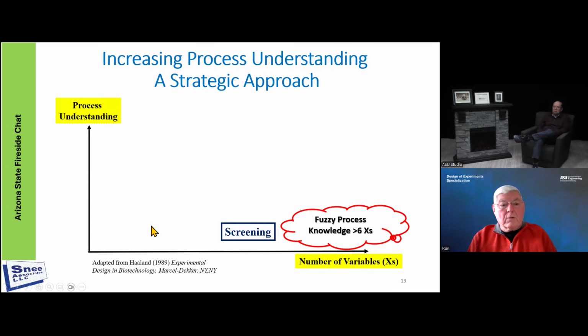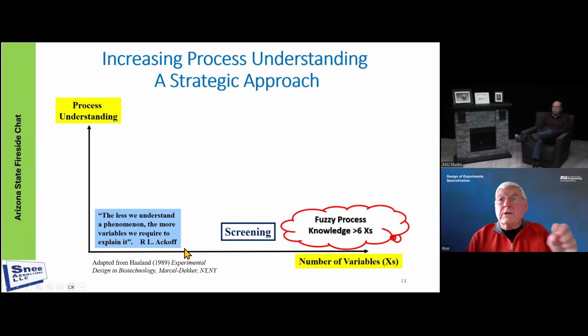And there's a great quote by Russell Ackoff. He says, the less you understand about a phenomenon, the more variables we require to explain it.